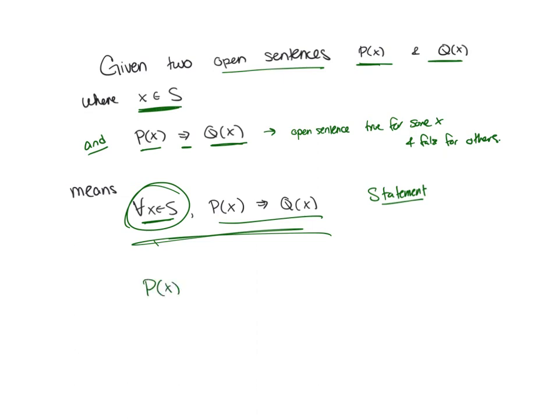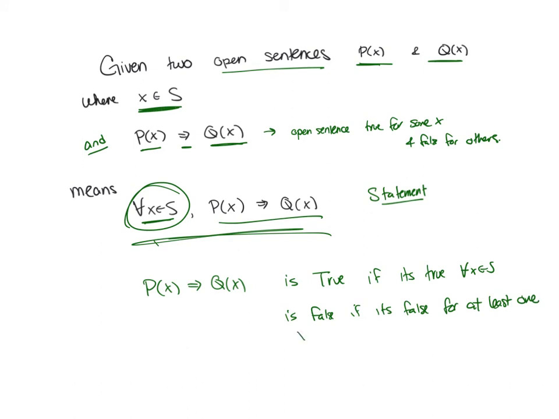So p of x implies q of x is true if it's true for all x in S, and it's false if it's false for at least one x in S, or there exists some x in S such that p of x implies q of x is false. So it's good to keep in mind that when we have a conditional statement using open sentences, then we really have this implied for all x in S.